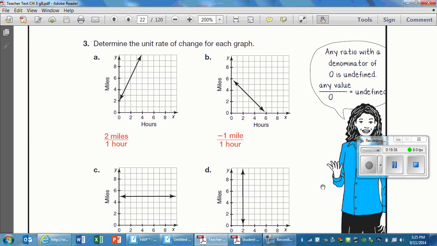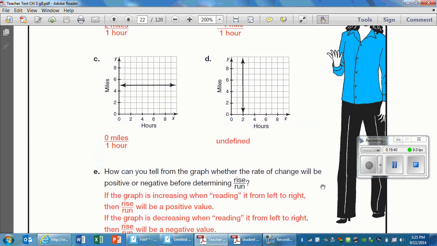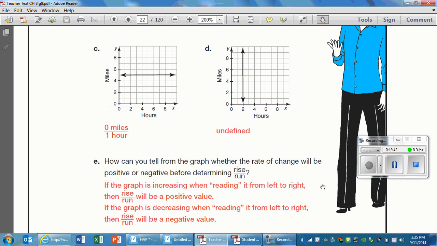So write the statement. You should already have it. For E, the book says, if the graph is increasing when reading it from left to right, the rise over run will be positive. If the graph is decreasing when reading it from left to right, the rise over run will be a negative value.